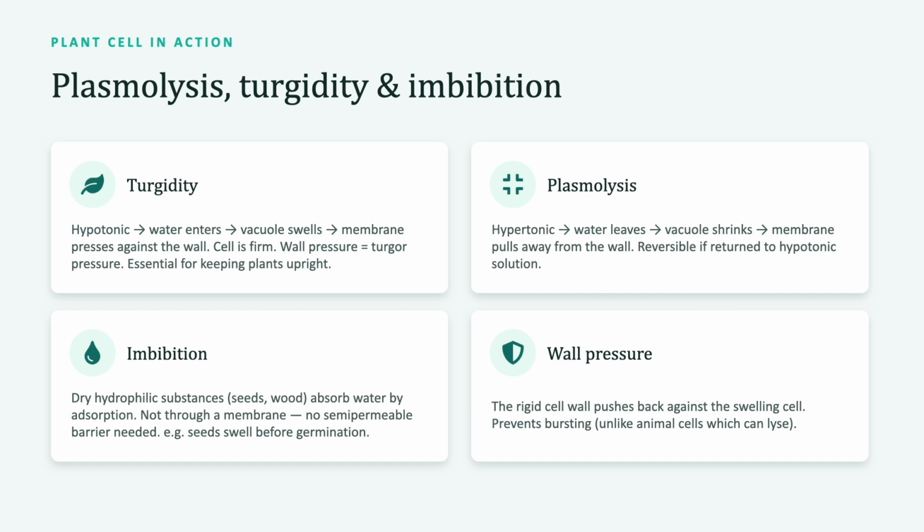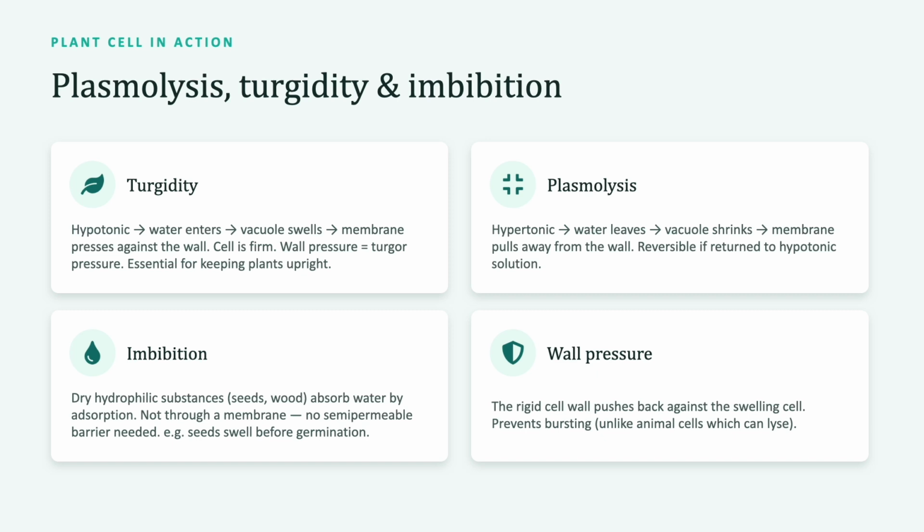Plasmolysis. In a hypertonic solution, water leaves the vacuole, it shrinks, and the plasma membrane pulls away from the wall. The cell looks collapsed inside. The good news: plasmolysis is reversible if you put the cell back into a hypotonic solution.